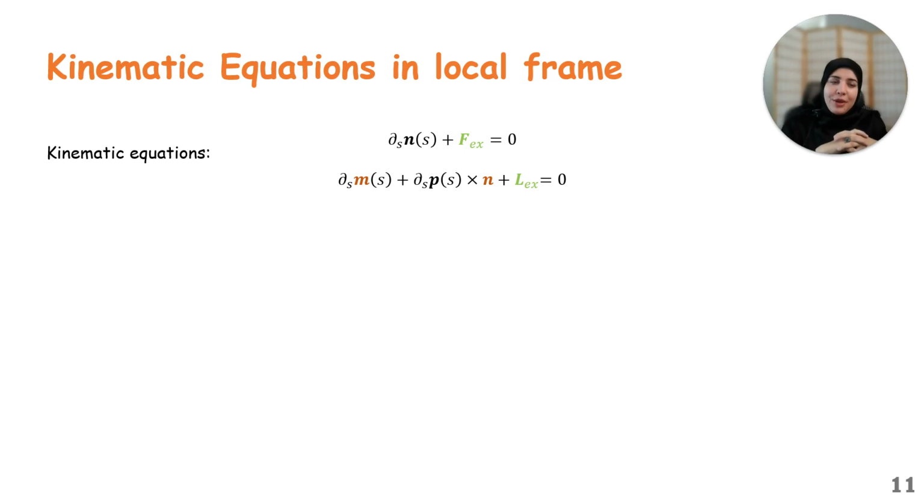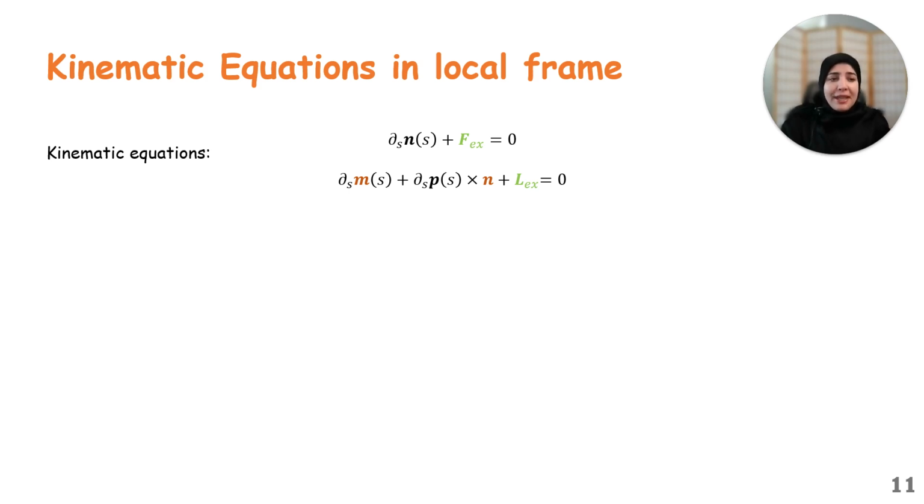What I want you to note is that this equation is obtained in the global frame. For example, in the first equation, we took the derivative of the force vector in the global frame, and the force vector itself is a local vector, or a vector in the material frame. In the first equation, the external force is also defined in the global frame. In the second equation, moment and force vectors are defined in the local frame. The derivative here is in the global frame, and the position vector and the external forces are also global vectors.